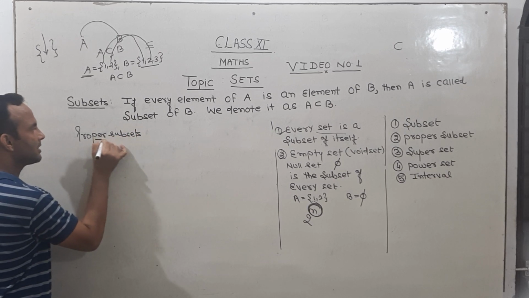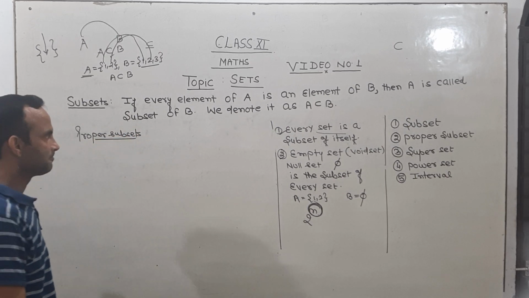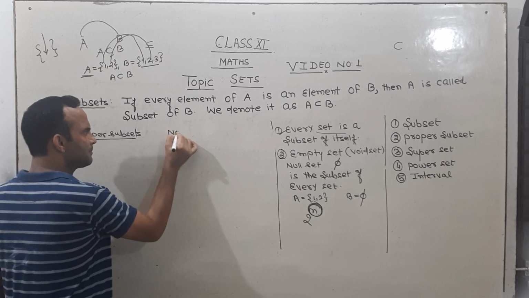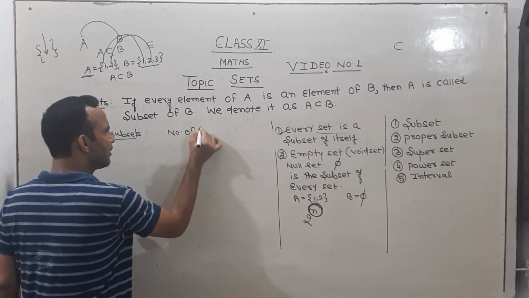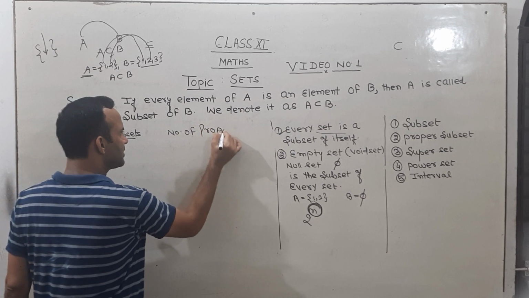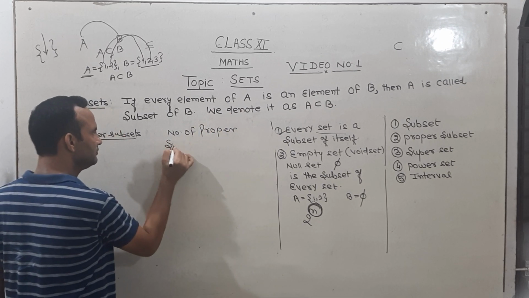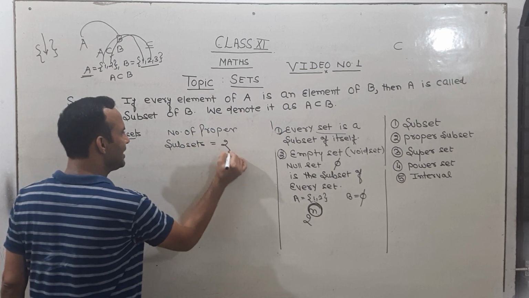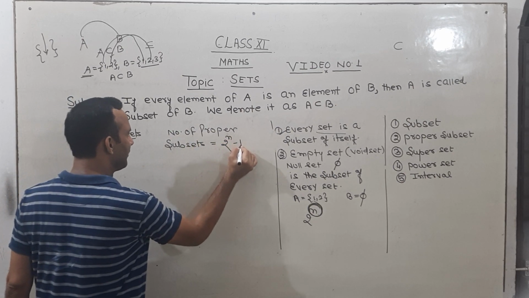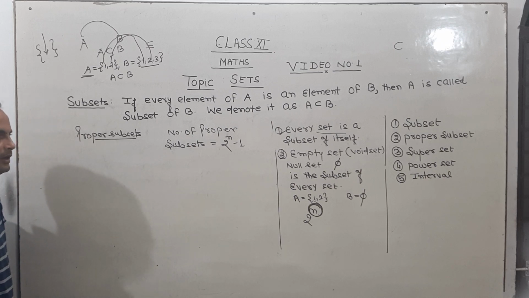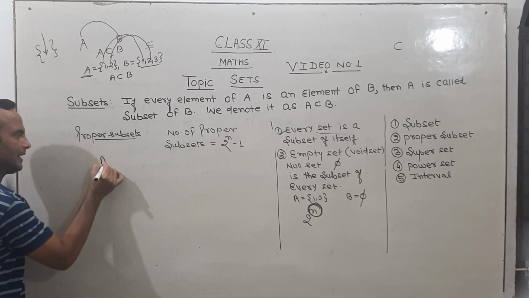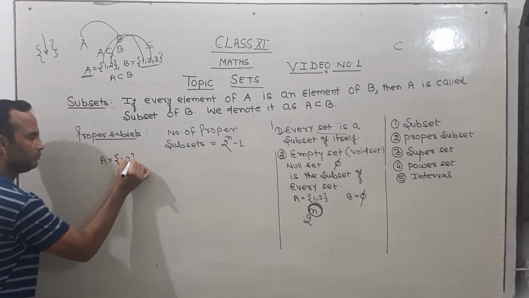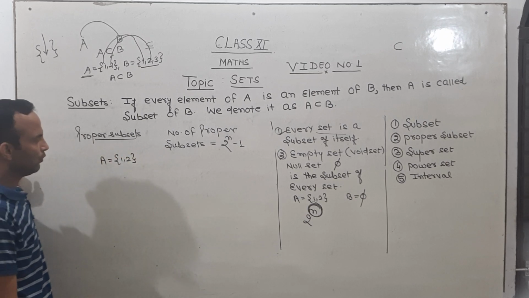We have already discussed the meaning of proper subset. Number of proper subsets is equal to what? 2 raised to the power n minus 1. How? Let us suppose that A is equal to {1, 2}.